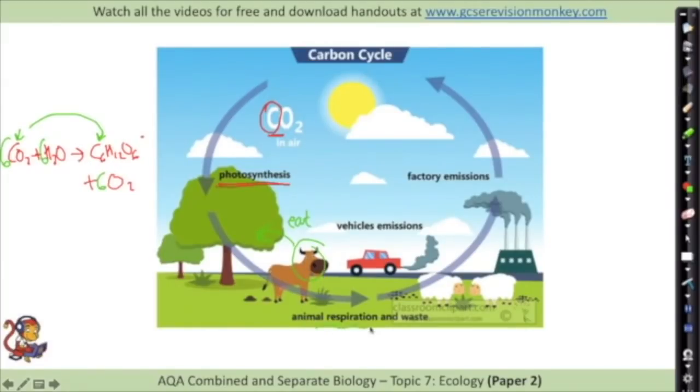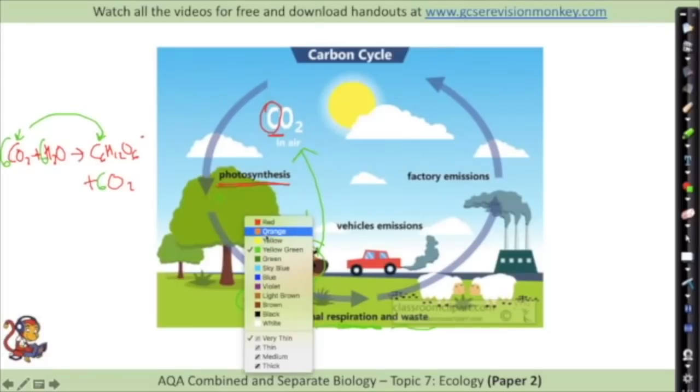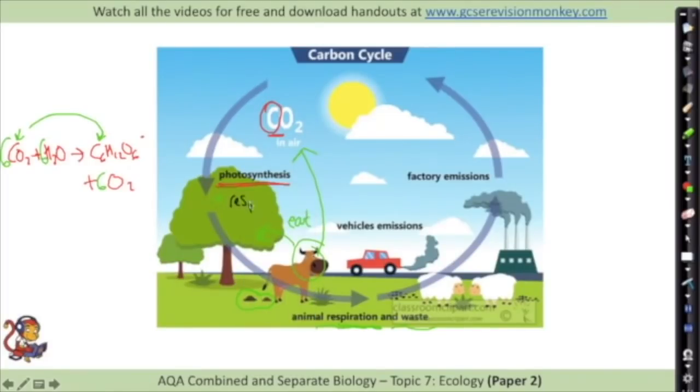Animals will then both respire and produce waste, so some of the carbon will be in the waste here, but it'll also be released by the animal as CO2 when the animal respires. Plants also respire, so the respiration from animals and plants will again release CO2 back into the atmosphere. When the animal and the plants die, the carbon that is in these organisms will be recycled through the process of decay.